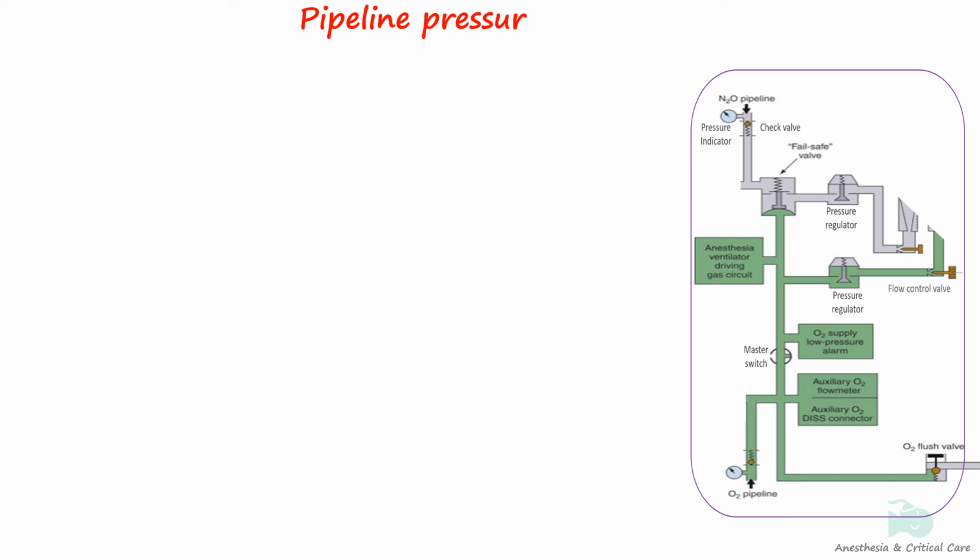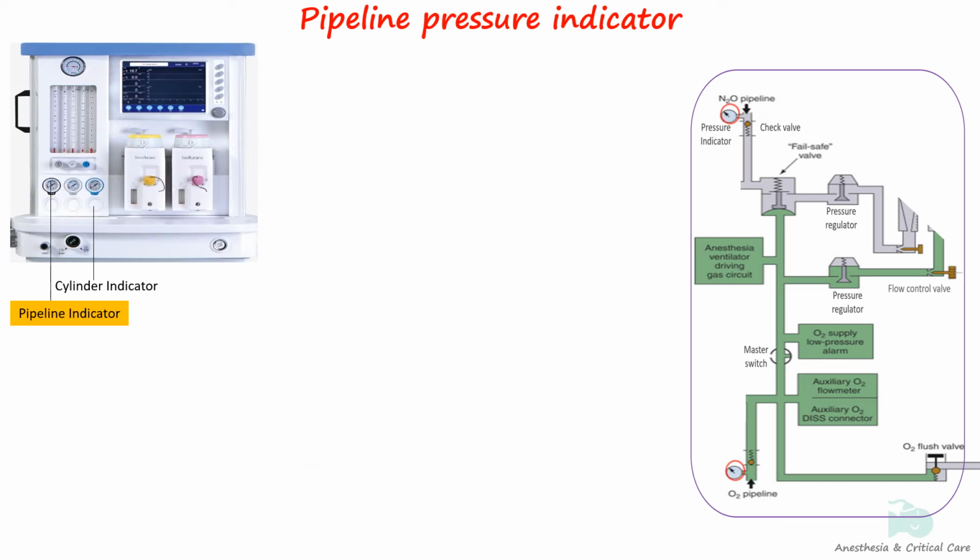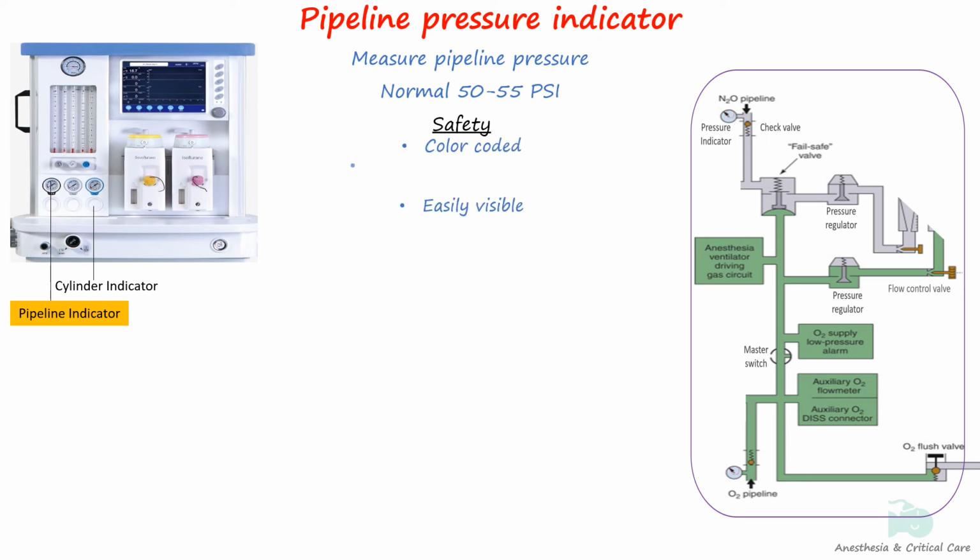Just as the cylinder pressure indicators in high-pressure systems, pipeline pressure indicators measure pressure inside a pipeline system. It should read between 50 to 55 psig or 345 to 380 kilopascal. Pressure indicators are a requirement as per the anesthesia workstation standard. They are located in the panel in front of the machine and are color-coded and labeled with gas names.